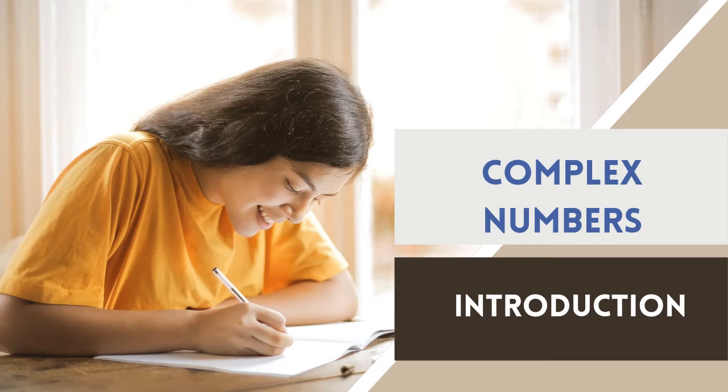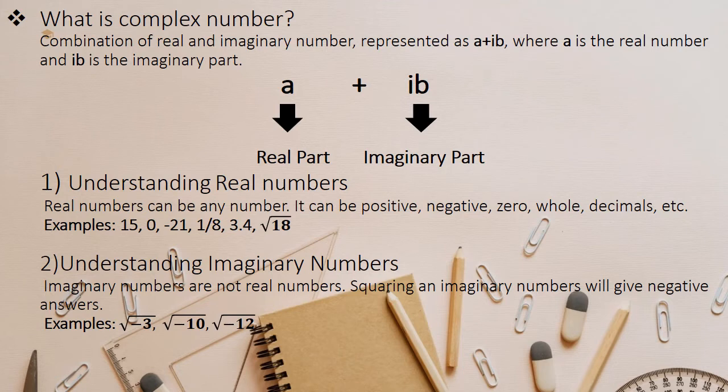So today we are going to start with complex numbers. This video is just offering a basic intro on the topic of complex numbers. Now, what is a complex number? Complex numbers are those numbers that are the combination of a real part and an imaginary part, represented as a plus iota b, where a is the real number and iota b is basically the imaginary part.